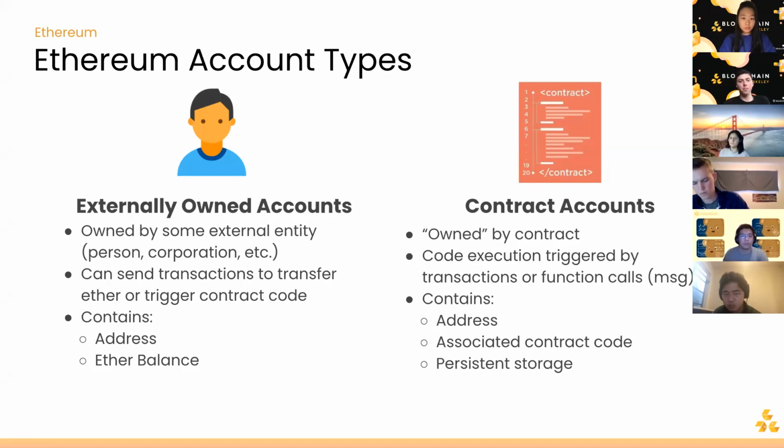Second, there are contract accounts. They're owned by smart contracts. They contain an address associated with the contract and persistent storage. And the code is executed when externally owned accounts or other contract accounts make transactions to trigger the code's function calls. So it's basically just triggering whatever code there is for the contract account.